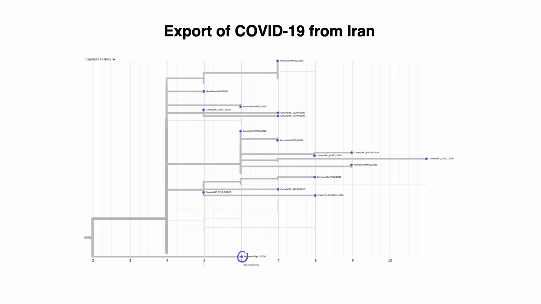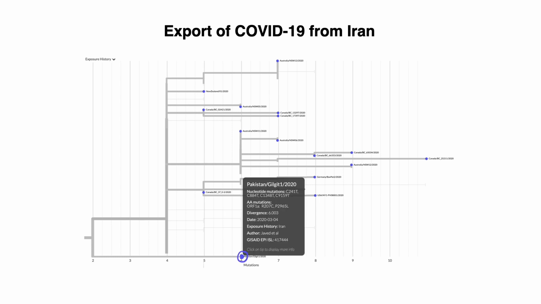Looking at the very bottom of the tree, we see a new sequence from a woman in Pakistan with reported travel to Iran. Interestingly, this case is an outgroup to other cases that we know about, but was sampled around the same time. This is consistent with several possible hypotheses. As data emerges, we'll update our analysis.